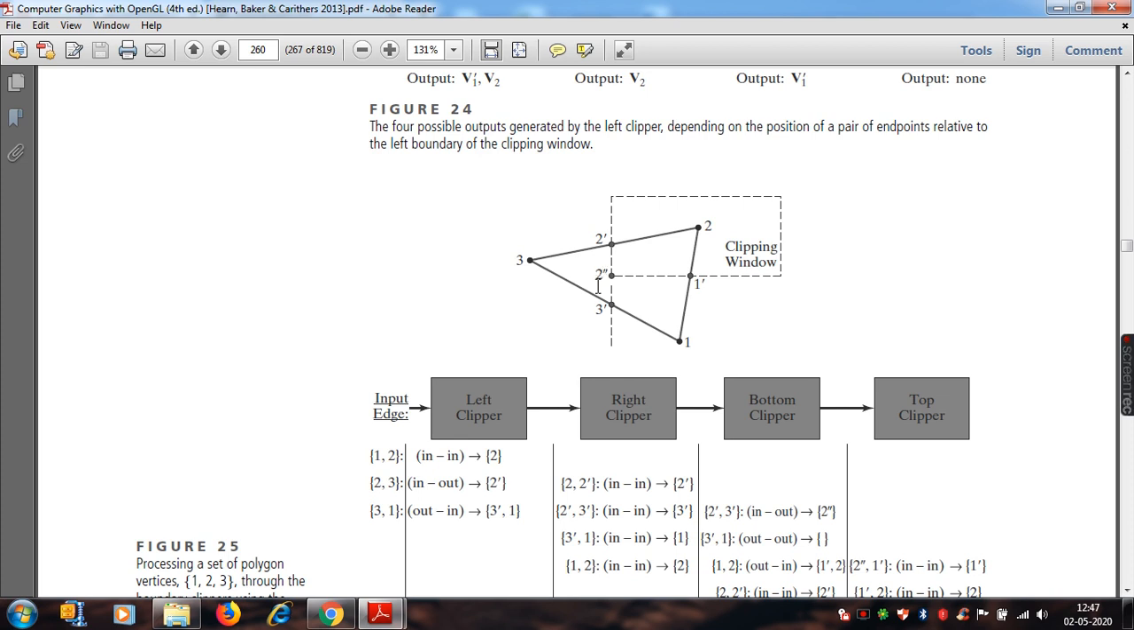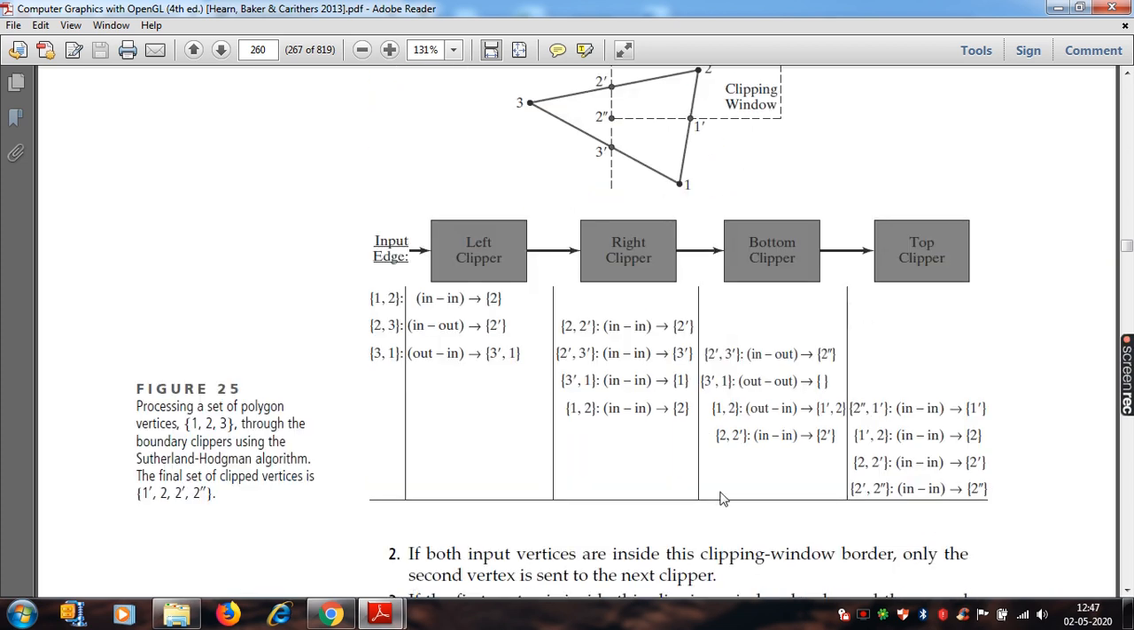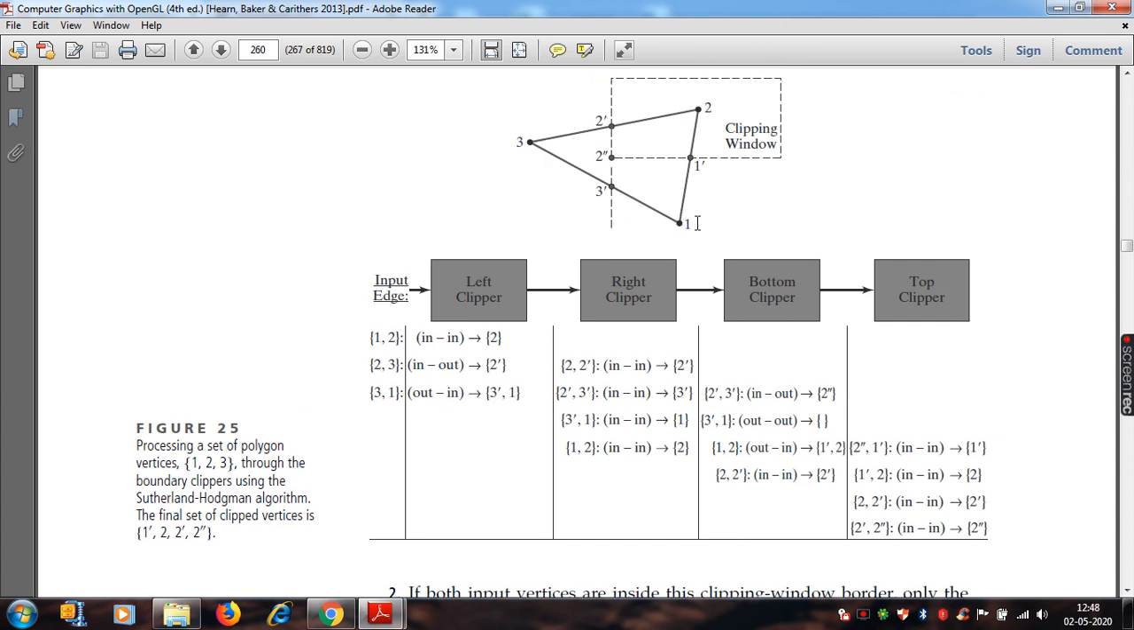Next is 3 dash comma 1. With respect to the bottom, if you see, both are outside. 3 dash is also outside from the bottom. Both of these two are outside. So none of the vertices will be generated. This entire thing will not be produced at all.